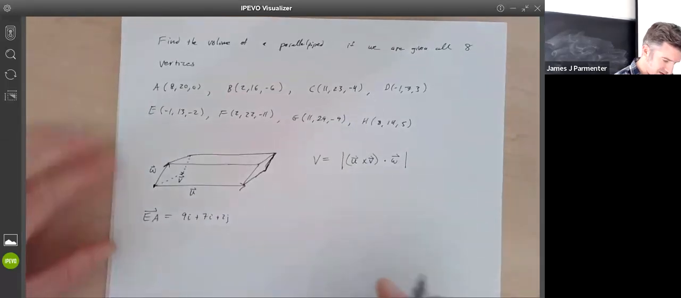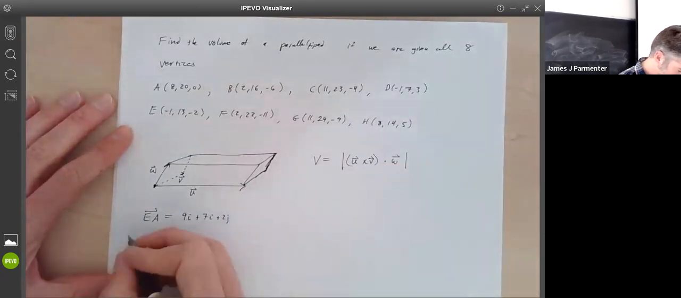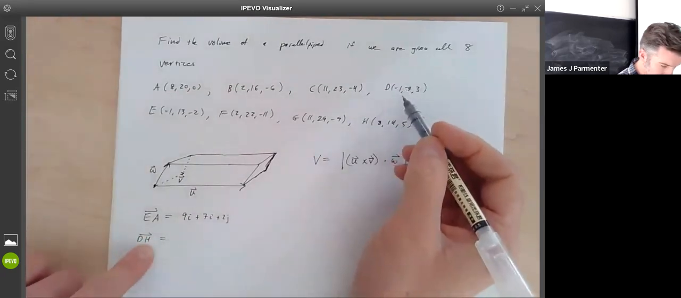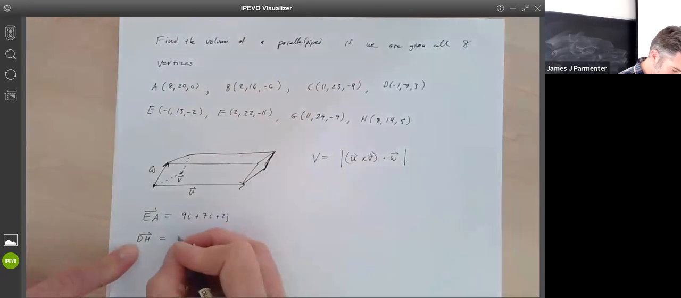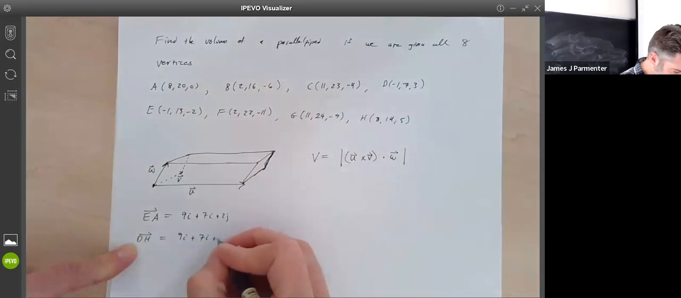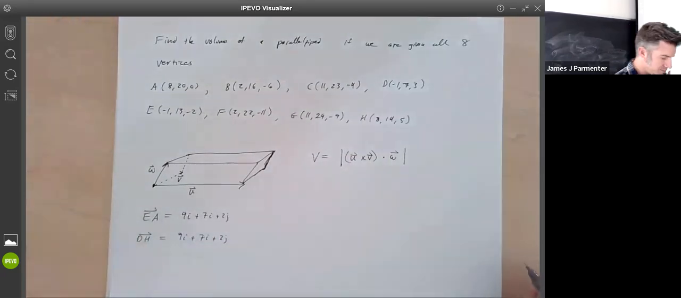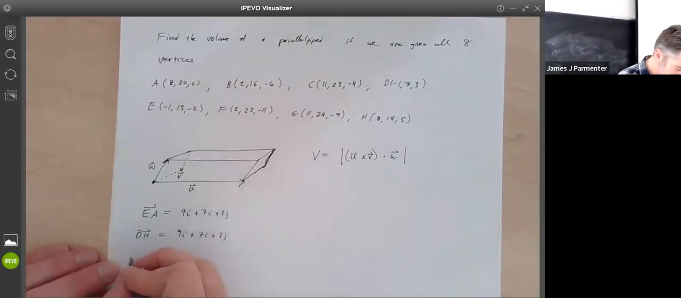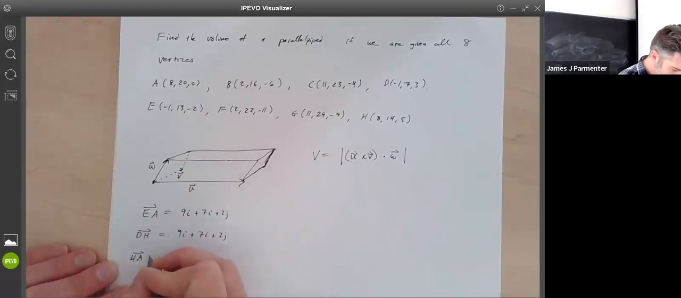So there's EA. Okay, let's look at DH. It's the end minus the beginning: 8 minus -1, 14 minus 7, 5 minus 3. So I've got 2 vectors that are parallel already. I'm quote unquote guessing, but I did this problem ahead of time, so I don't want to waste our time guessing things that aren't good guesses. We're doing this with some prior knowledge.